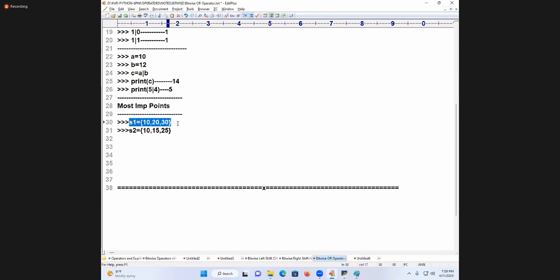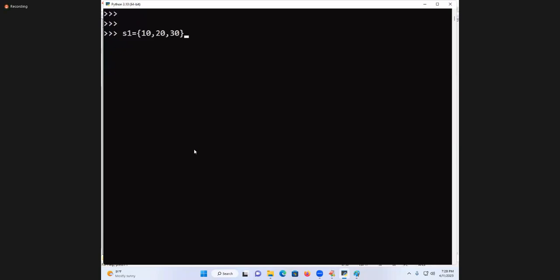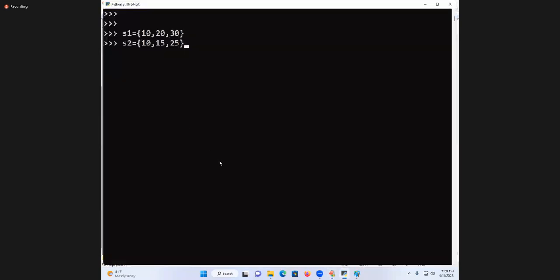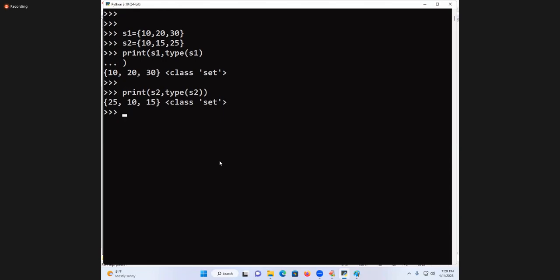Go to this place, Python command prompt. I'll take up set here. S1 as a set, S2 also I will take. Done. Print of what? S1. Type of S1. Of course. Print of S2 again. Type of S2 also, which type? Set type.